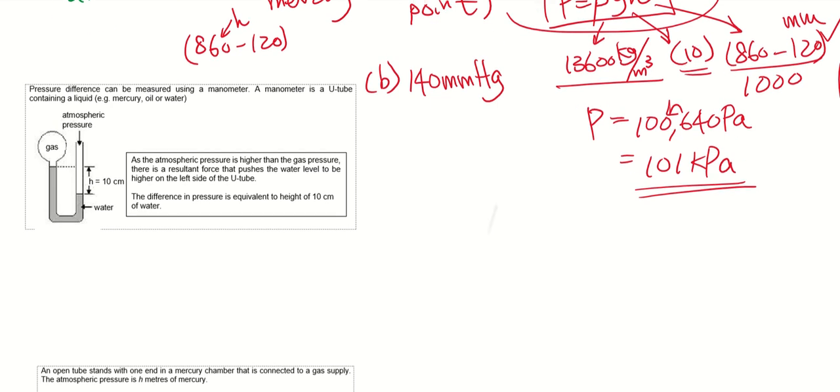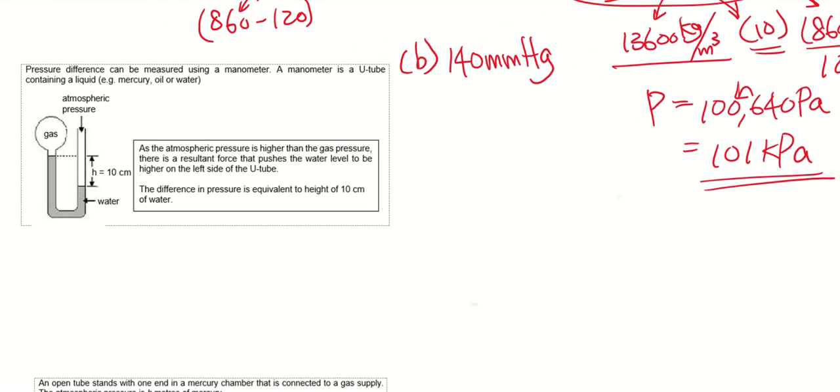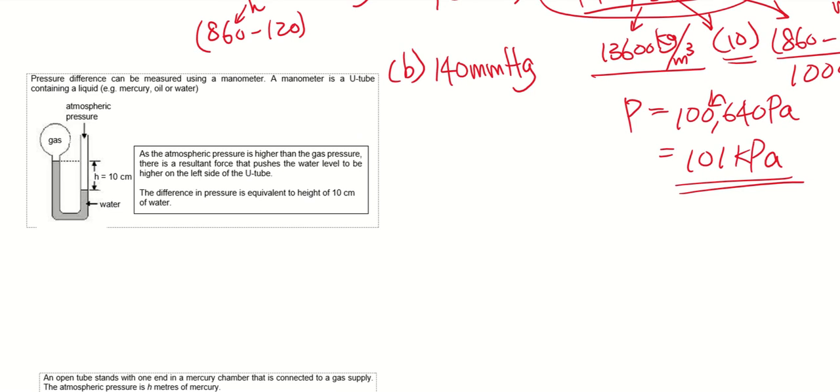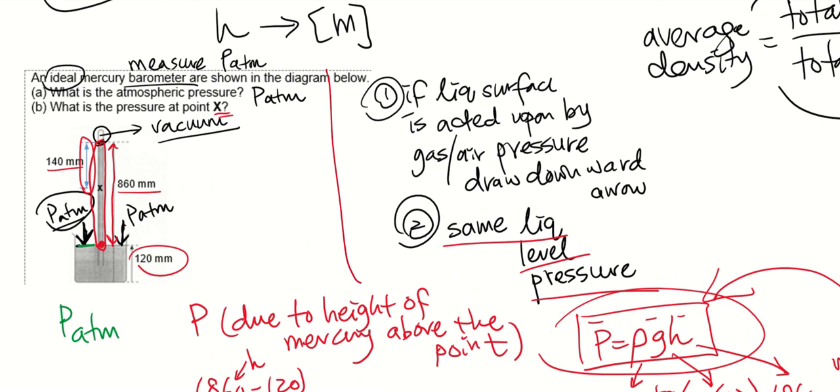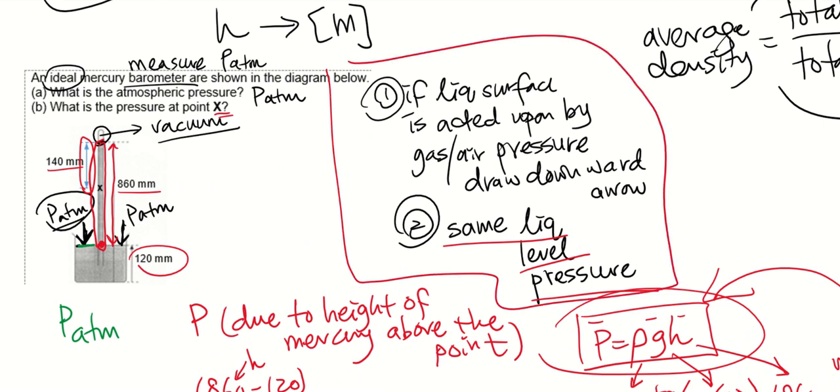I will just continue with manometer, which actually is not difficult, but manometer will still need to apply these two concepts. Whenever we have a liquid surface acted upon by gas or air pressure, draw a downward arrow to indicate there's a pressure there, gas pressure or air pressure. Secondly, you need to apply same liquid, same level, same pressure.